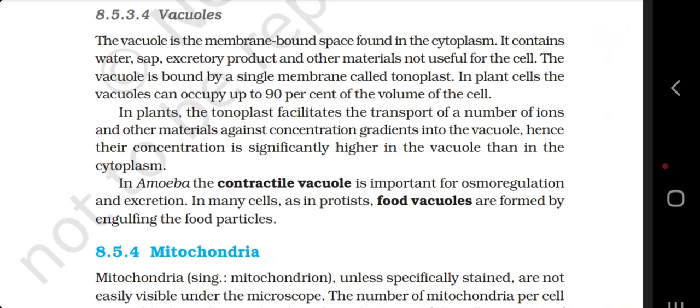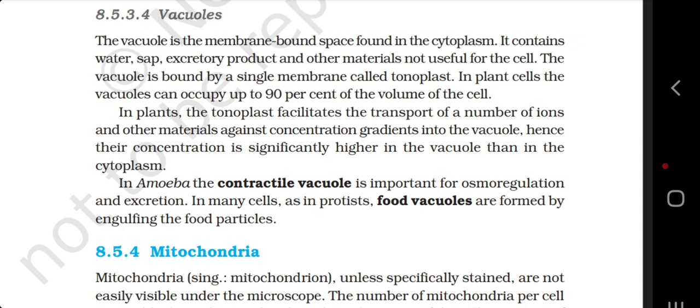8.5.3.4 Vacuoles. The vacuole is the membrane-bound space found in the cytoplasm. It contains water, sap, excretory product and other materials not useful for the cell. The vacuole is bound by a single membrane called the tonoplast. In the plant cell, the vacuoles can occupy up to 90% of the volume of the cell. In plants, the tonoplast facilitates the transport of a number of ions and other materials against the concentration gradients into the vacuole. Hence, their concentration is significantly higher in the vacuole than in the cytoplasm.